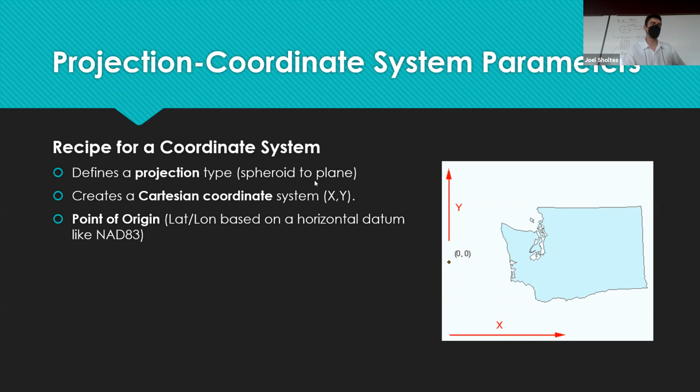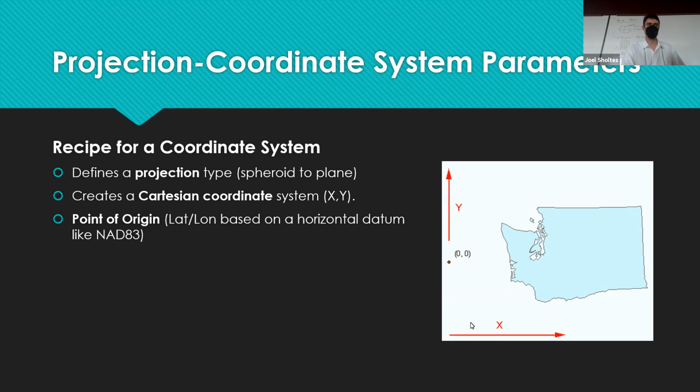We have a projection, which is either a cylinder, a cone, or a plane, typically. There are some more complicated ones. And then with that projection, we get a Cartesian coordinate system, which is just X and Y. So we have X and Y, northing, easting. X is easting, Y is northing.